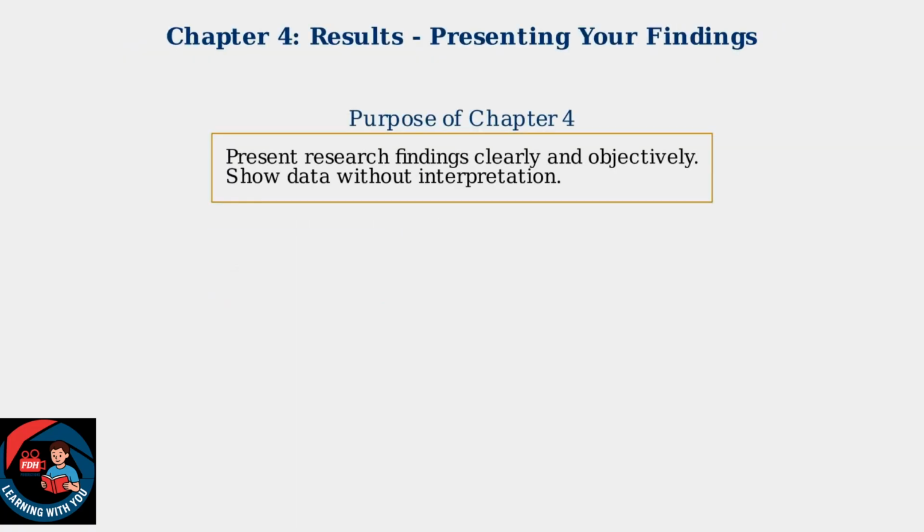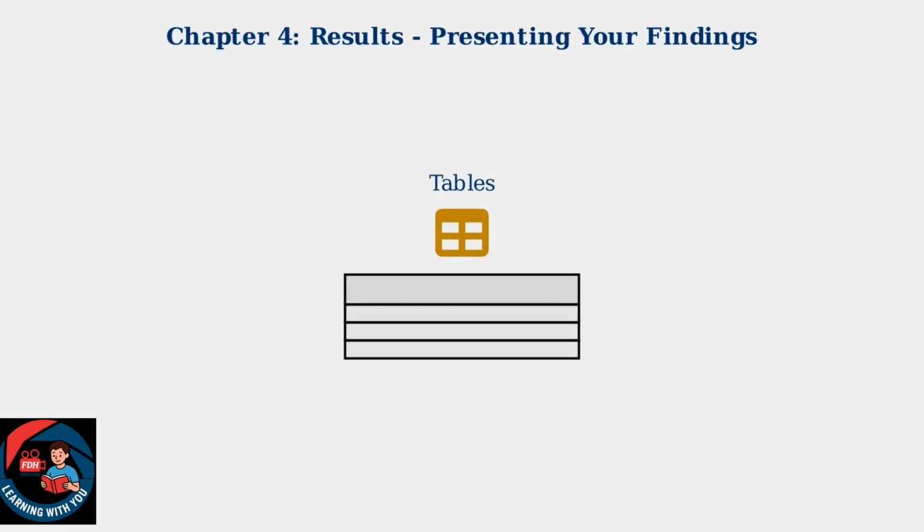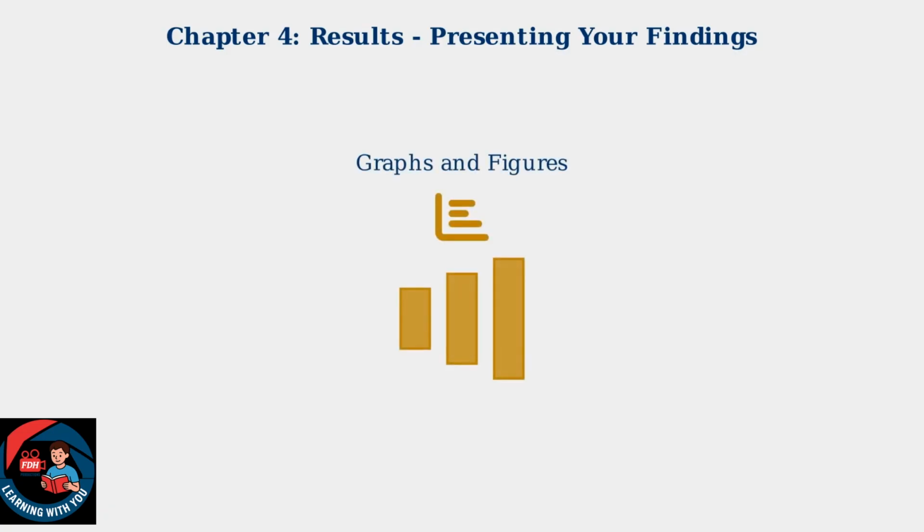Chapter 4 focuses on presenting your research findings in a clear and objective manner. This chapter is dedicated to showing your data without any interpretation. Use tables to organize numerical data systematically. Tables help readers quickly understand patterns and comparisons. Graphs and figures provide visual representations of trends and relationships. Bar charts, line graphs, and pie charts can make complex data more accessible.